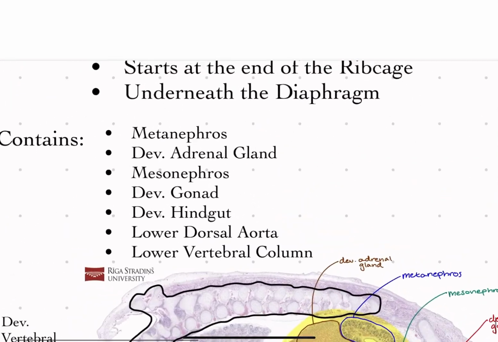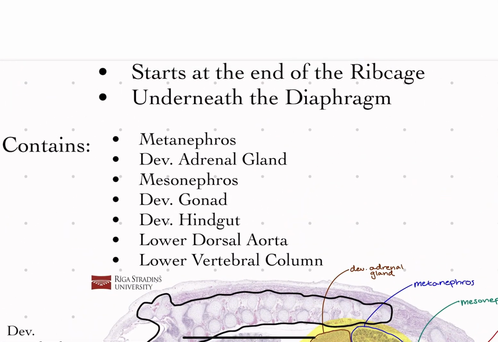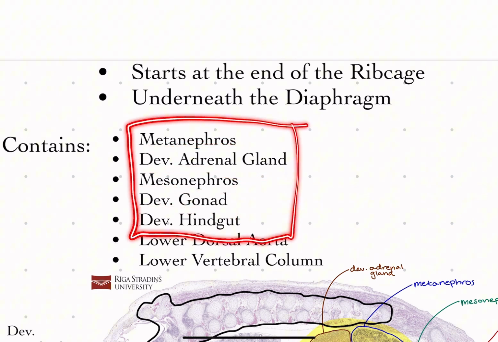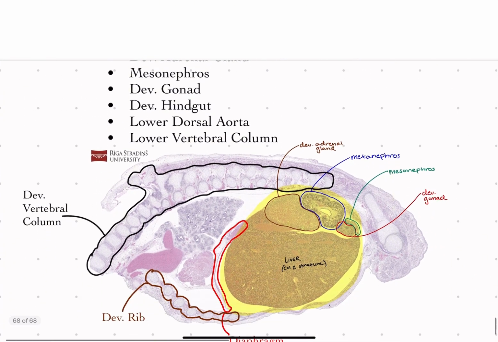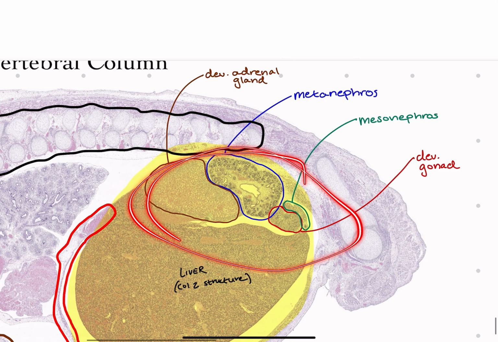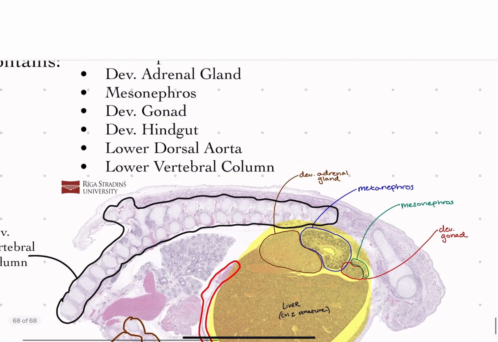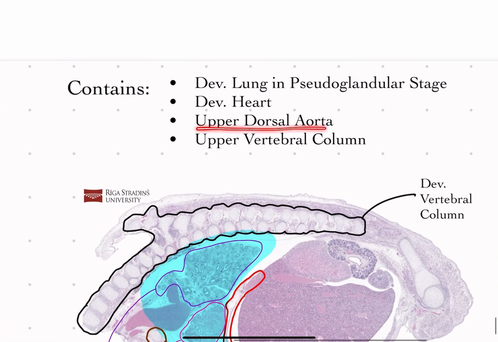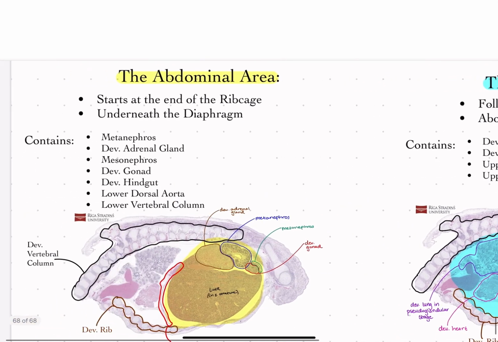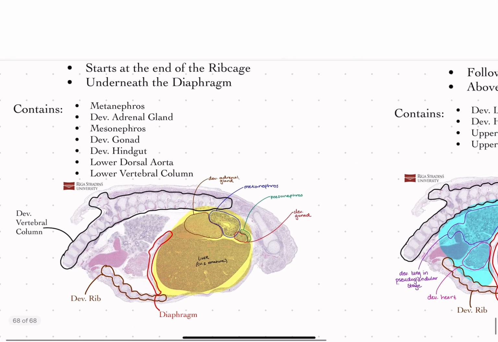We do see some structures. We see the metanephros, the developing adrenal gland, mesonephros, developing gonad, and developing hindgut. We will get to these structures in a second because these we actually need to follow through. But this is how they will all look like in the context of this slide. We will also see the lower dorsal aorta. So like we saw the upper dorsal aorta in the thoracic area, we will see the lower dorsal aorta in the abdominal area.